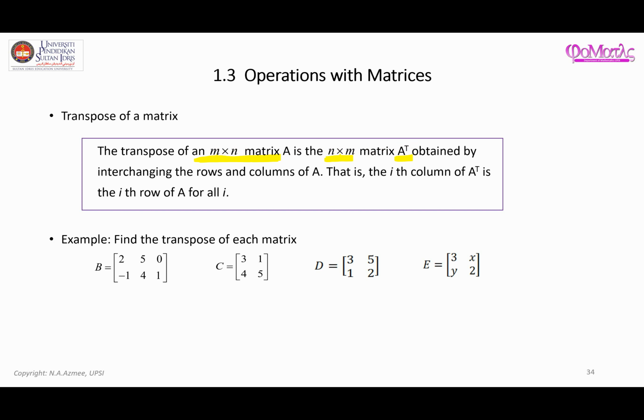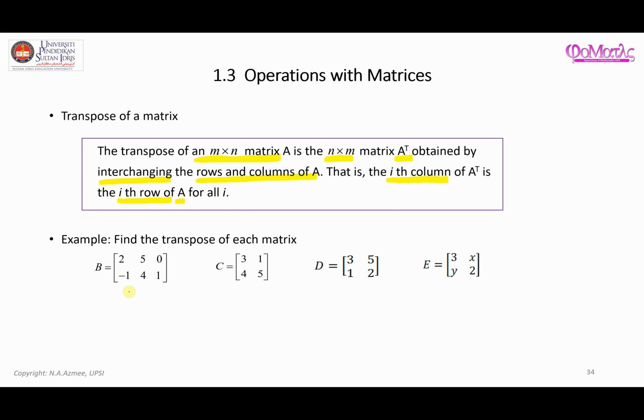And how can we find the transpose of a matrix? Well, it is obtained by interchanging the rows and columns of A. That means the ith column of the transpose matrix is actually the ith row of the original matrix A. And I think this idea is better illustrated if we look at the examples. So that's what I'm going to do next. I'm going to talk about the examples here.